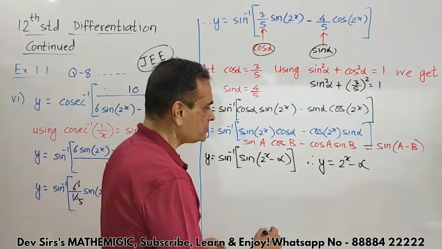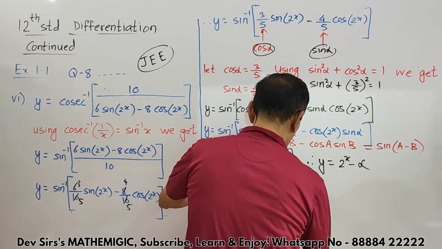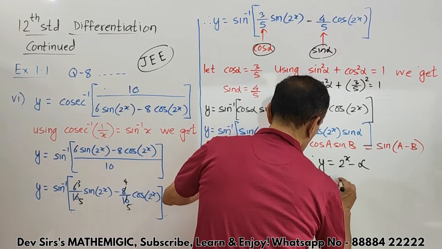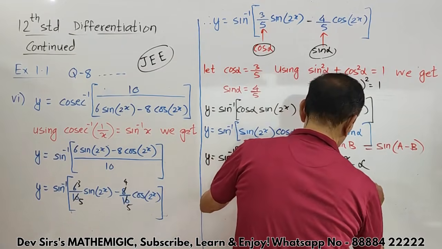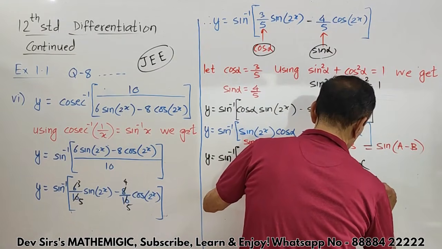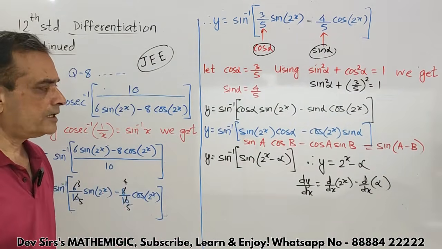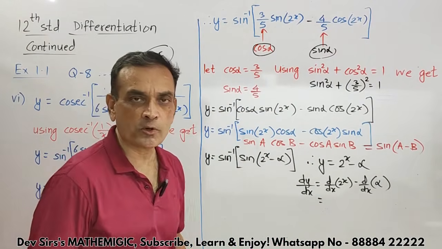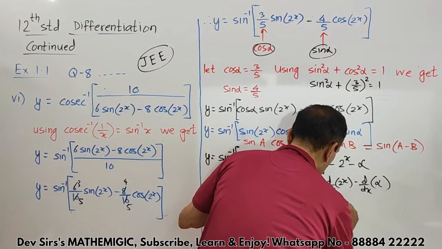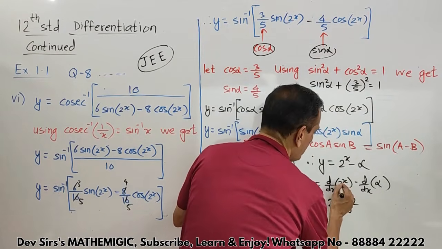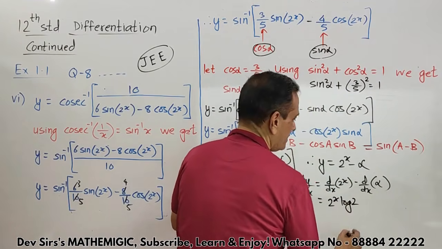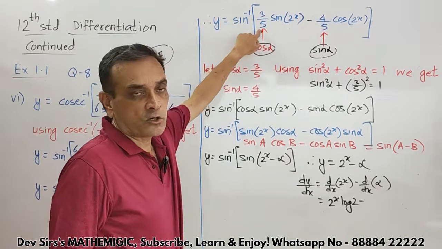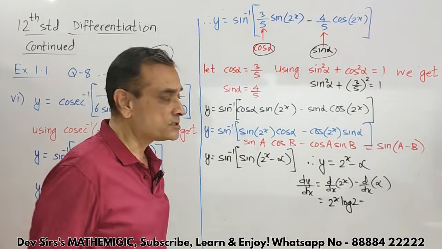Now dy by dx, differentiate with respect to x. d by dx of 2 raised to x, derivative of a raised to x formula, a raised to x log a. So 2 raised to x log 2. Derivative of a raised to x is a raised to x log a. Alpha should be taken as a constant because 3 by 5 is a constant. So cos alpha is a constant, alpha is a constant.